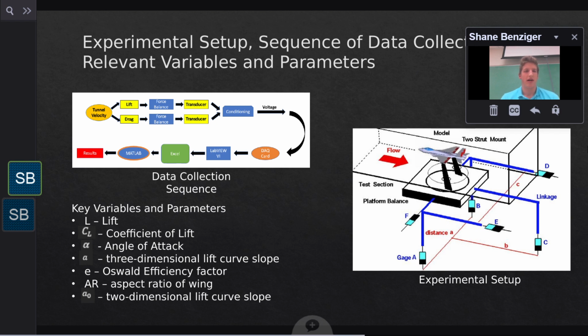This data is collected and processed into Excel and furthermore into MATLAB, where we get more accurate and visually pleasing graphs. And then we are able to elaborate on these results and analyze them with our known knowledge of aerodynamic theory. And below are also important variables and parameters, which are elaborated before in the theoretical results section, such as coefficient of lift, angle of attack, Oswald efficiency factor, and so on.